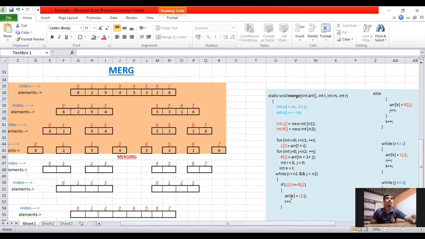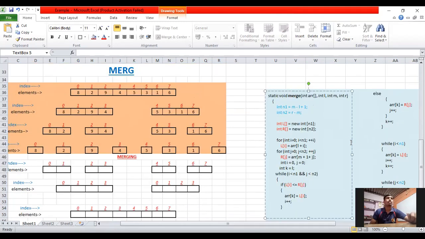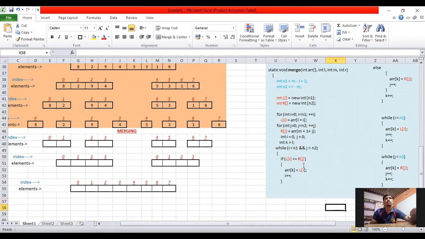Here we create two new arrays, that is the left hand array and the right hand array. So the array of the list we divide into the left hand and right hand. After that, we combine the results into the left hand and right hand, and finally we combine both arrays. So here we compare this with this.